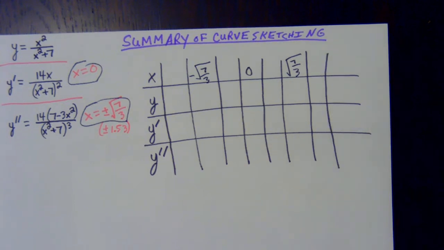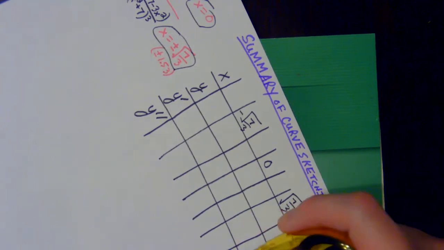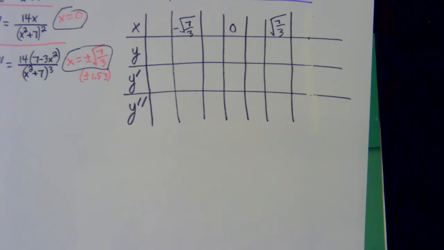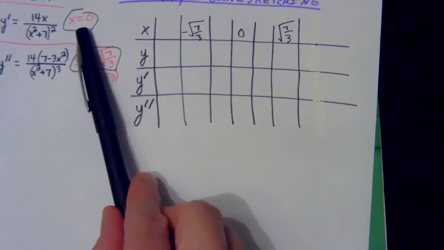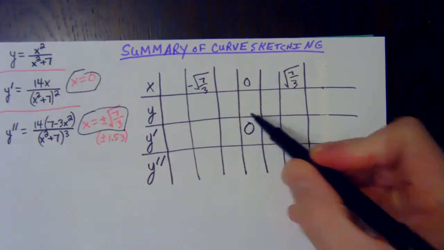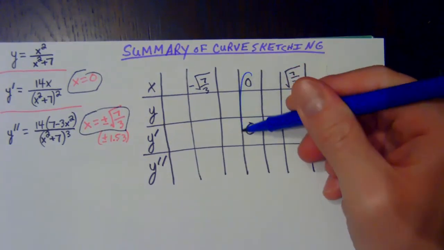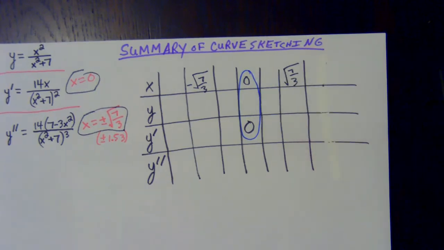And then what we're going to do is the first derivative stuff first. Sorry about that. So first derivative stuff first. Just look at the x equals 0. I'm going to put a 0 in right here, and I'm going to go ahead and circle that. And all my increasing, decreasing, maximums is going to be based off of this.